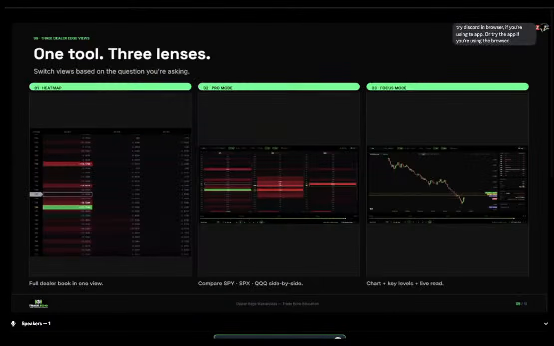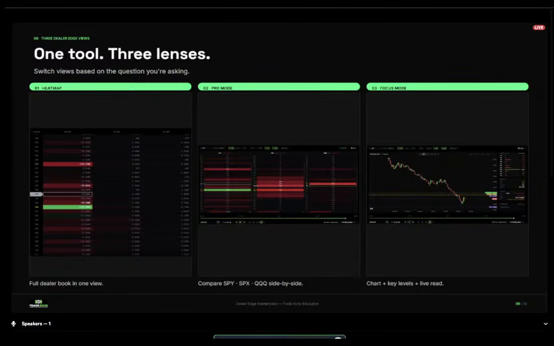And as we know, we have three dealer edge views. Dealer edge is going to give us a few different ways to read the same market. Number one, the heat map on the left is going to give us the full dealer book. This is very, very good when we want the big picture. And then pro mode, we get to actually compare SPY, SPX, and QQQ side by side.